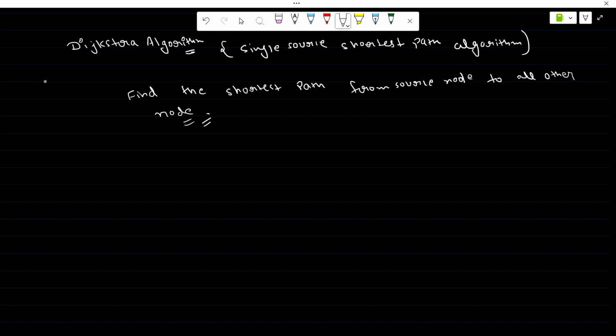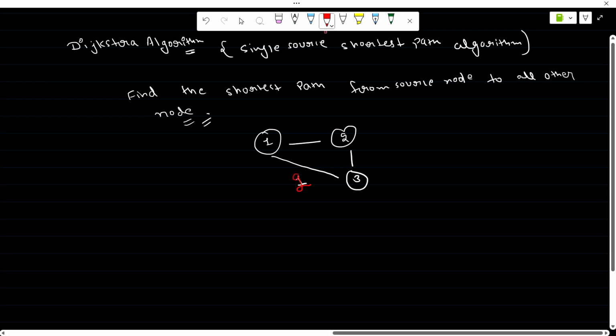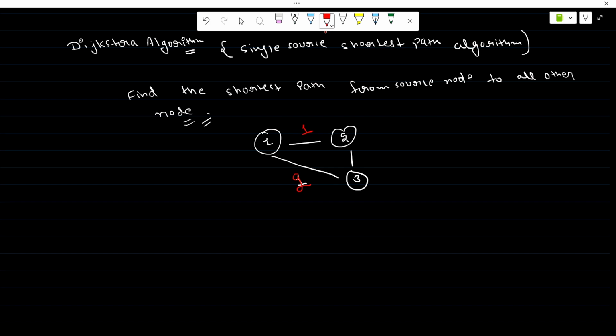Now, what do you mean by that? Suppose you have nodes 1, 2, 3, right? And you have a path like that also which takes a weight of, suppose, 2, and it takes 1, it takes 0, suppose, but not negative. No negative weights. Okay, we will come to this later. First, understand what we are trying to do.